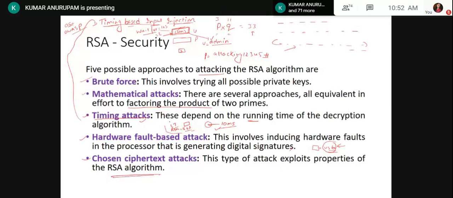You are requested to search it on your own. Try to read this one, and you know what is chosen ciphertext. You can try to read from your book. You'll get some good information.